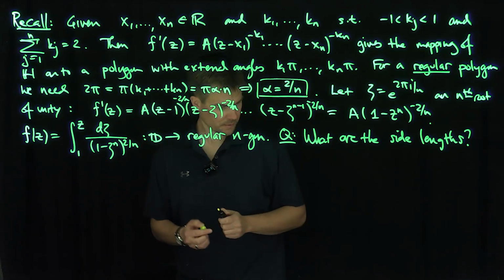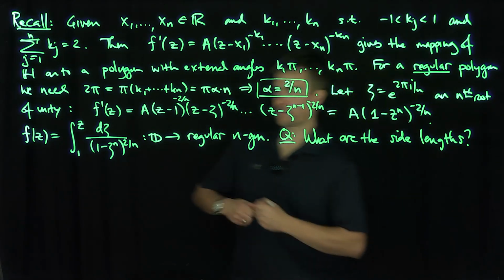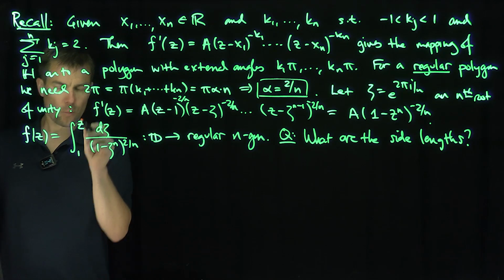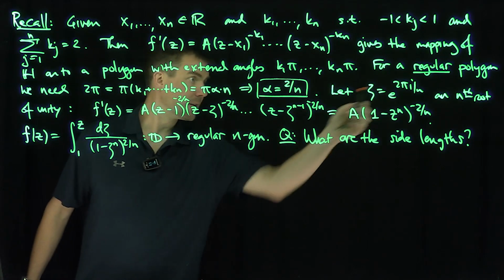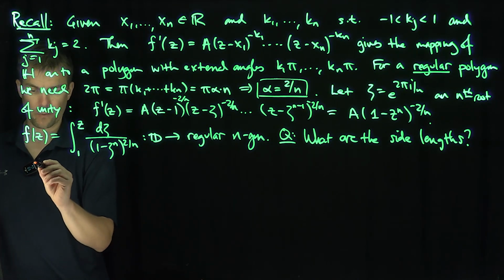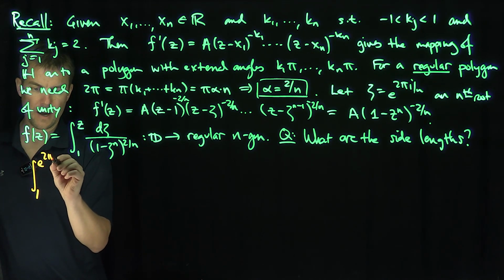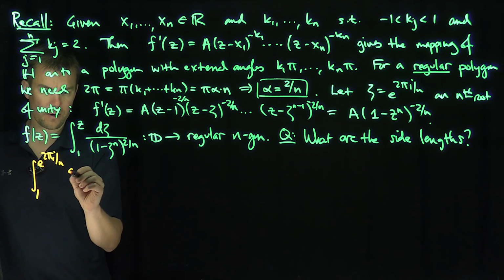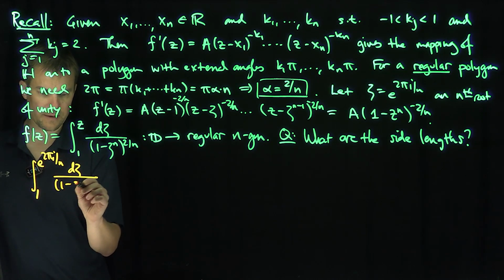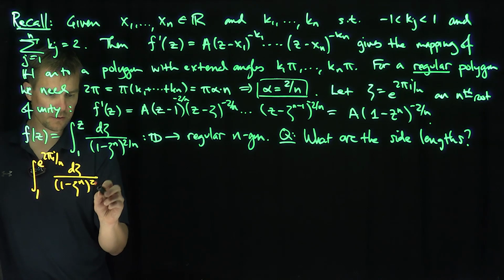Okay, excellent. So here we go. What we're going to do is integrate from 1 up to e to the 2 pi i over n. So the lengths are going to be of this form: the integral from 1 up to e to the 2 pi i over n of d zeta over (1 minus zeta to the n) to the 2 over n.